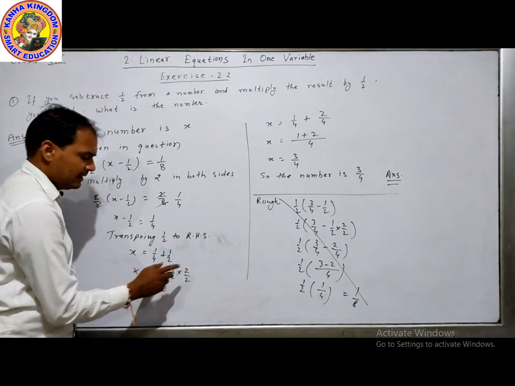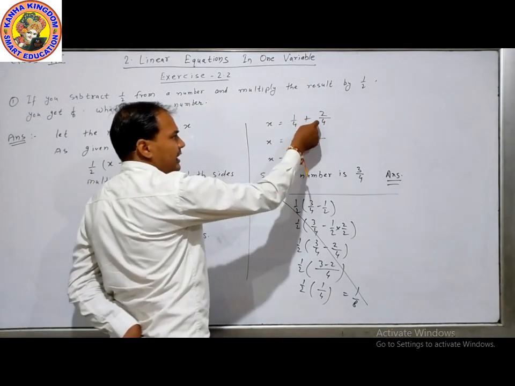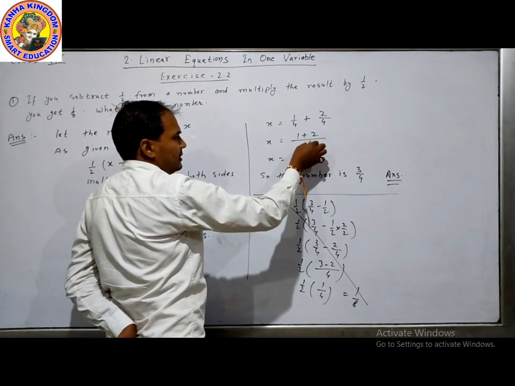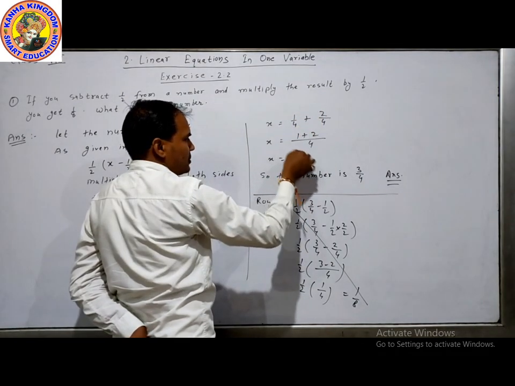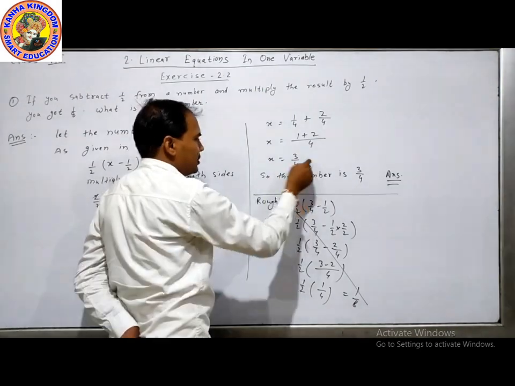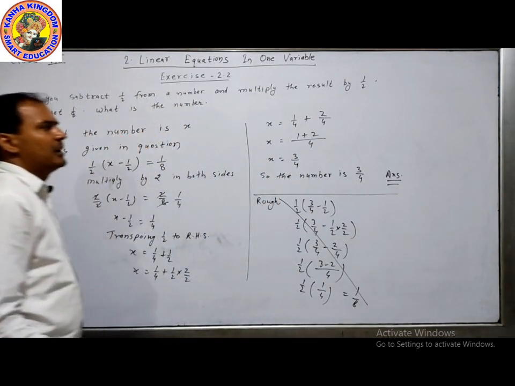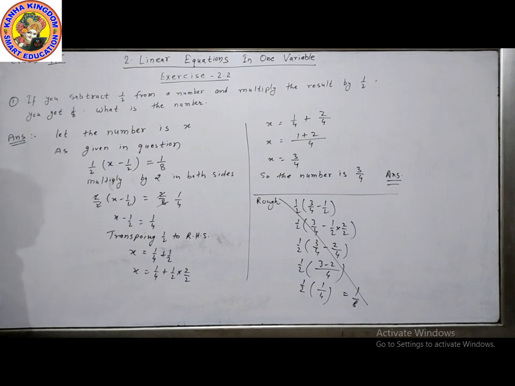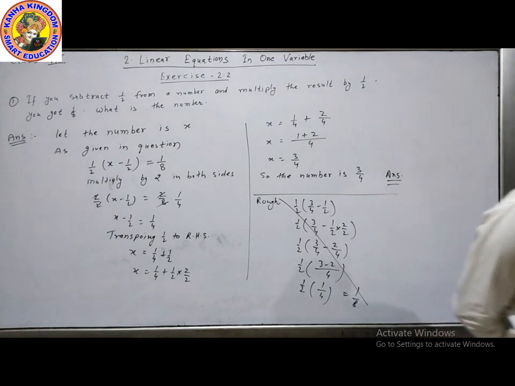We multiply by 2. 2 and 4, the denominator is equal. Taking LCM, 1 plus 2 is equal to 3. So 3 by 4. X is equal to 3 by 4. X is our number, so the number is 3 by 4. This is our answer. You can take a screenshot. We have to move to another question.